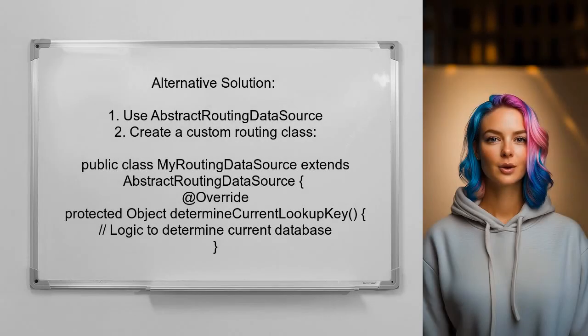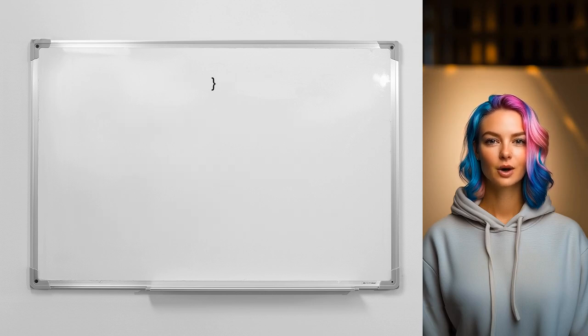An alternative approach involves using the abstract routing data source in Spring. This allows you to define a routing strategy for multiple data sources. First, create a class that extends abstract routing data source and implement the determine current lookup key method to return the appropriate database key based on your logic.